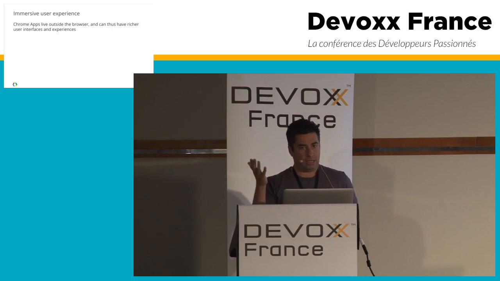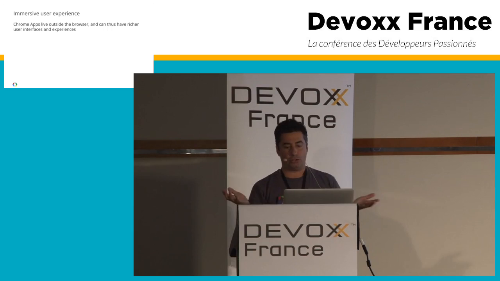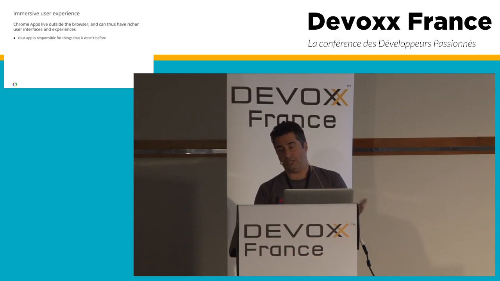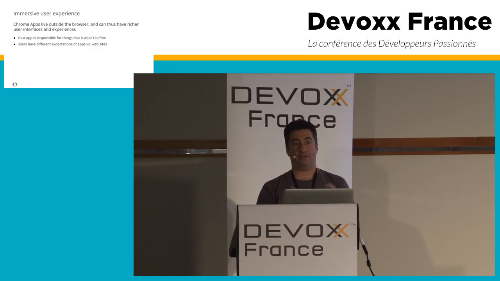Okay, so again, I showed this earlier. Chrome apps, they live outside the browser. They don't have to have URL bars. They don't have to have back buttons. They can have a user experience as much customized as you like. Of course, what this means is that your app is now responsible for things that it may not have been responsible for in the past. And users, of course, have different expectations of apps than they have of websites, right? They expect apps to behave a certain way, to be highly performant, to behave as a native experience. They expect integration with the platform that it's running on.